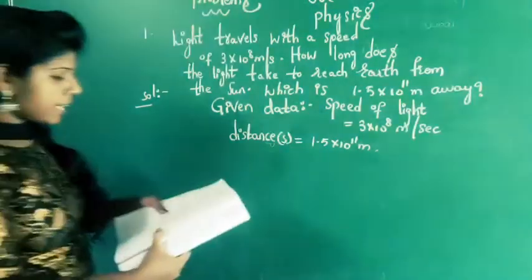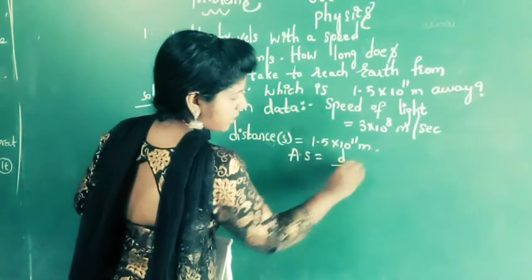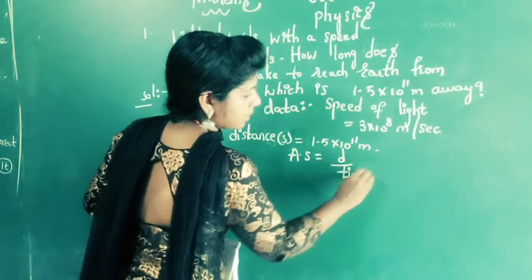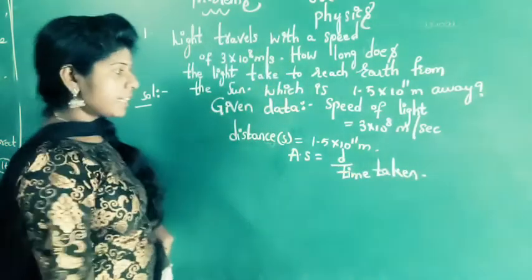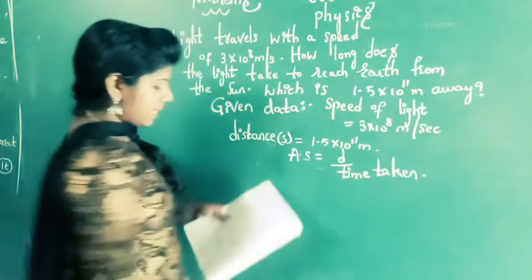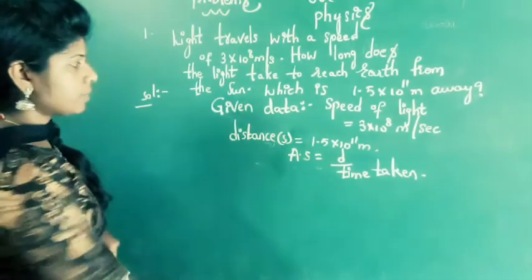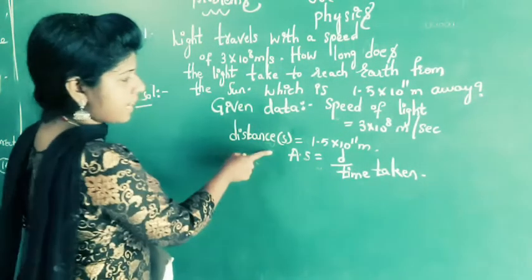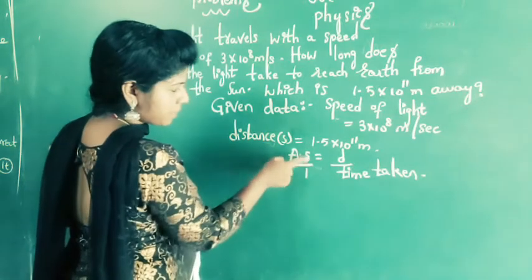We have the average speed, right? Average speed is equal to distance by time taken. Now is it clear, everyone? We know that formula. From this we can calculate the time taken. Why? Because speed is given, distance is given. So we have to calculate what? Time taken. So I am taking average speed by 1.